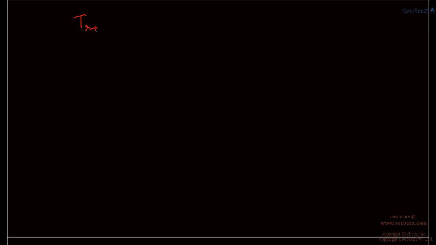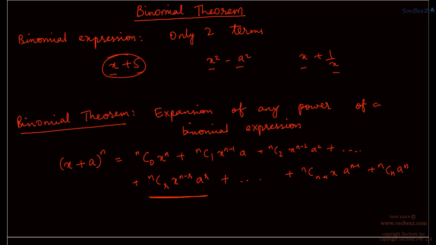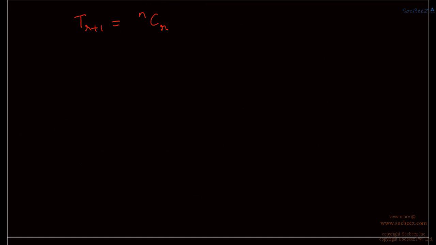So T r plus 1 is nC. We see that n is always constant. n is the exponent of the binomial expression. So it is nCr, and if it is r plus 1, it will be r here. x power n minus r, and then a power r. Always note that the sum of the exponents of x and a, or the two terms, must be equal to n. This is our r plus 1 term.